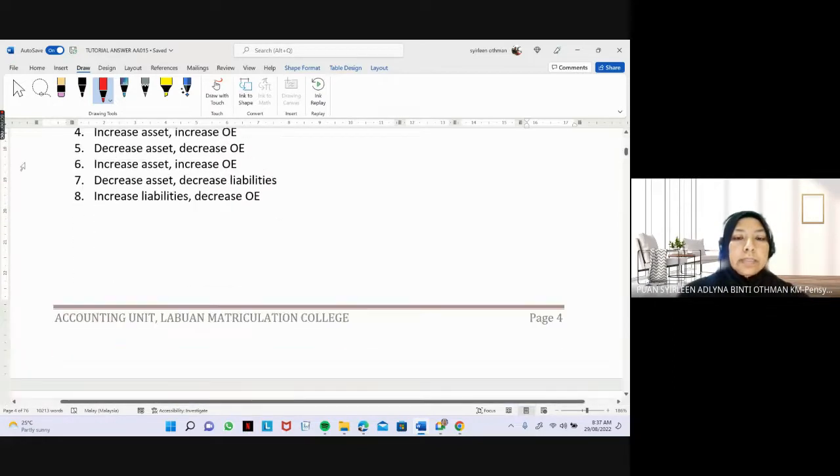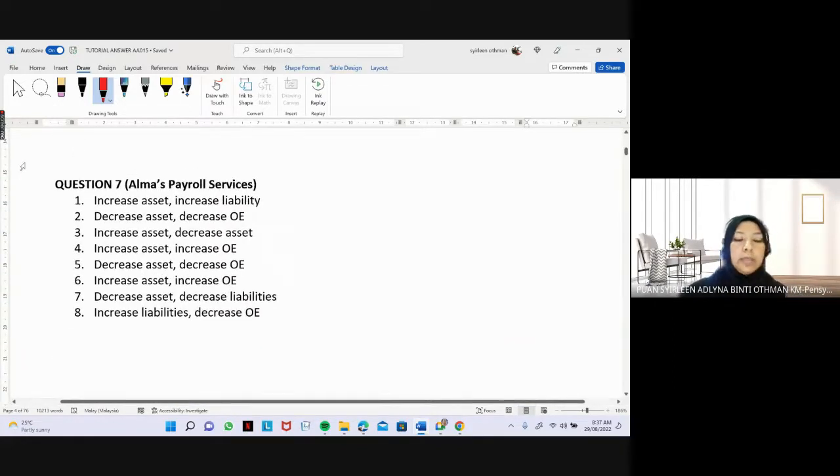Okay, next question, number 7. Okay, the same situation, almost the same situation. Okay, number 1, kita increase asset and increase our liability. Number 2, you decrease your asset and you decrease your owner's equity. Number 3, you increase your asset and you decrease your asset as well. Okay, number 4, we are increasing our asset and we are increasing our owner's equity. Okay, number 5, you will decrease your asset and you will decrease your owner's equity.